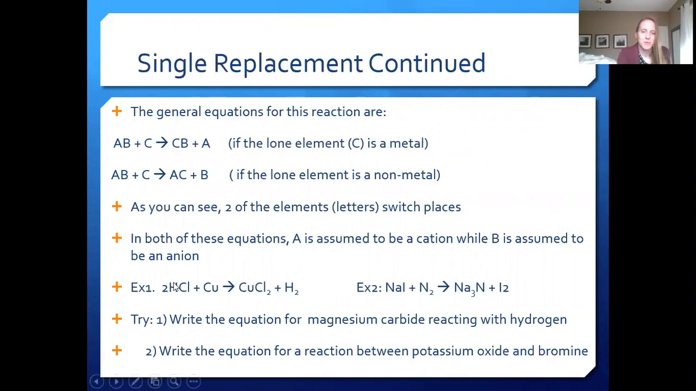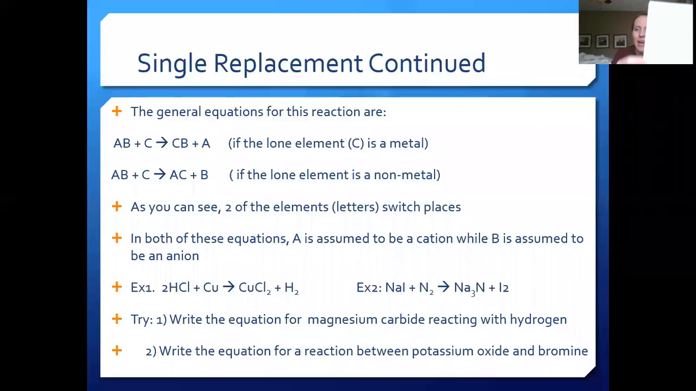So these are 2 examples down here. So hydrochloric acid plus copper becomes copper chloride and hydrogen gas. Again, don't forget, anytime you make an ionic compound, you always have to cross over your charges again. And then here on the other side, sodium iodide plus nitrogen becomes sodium nitride and iodine. Again, crossing over our charges when we make our ionic compounds and checking to see if something is diatomic when it's alone. So pause now and try those two at the bottom there.